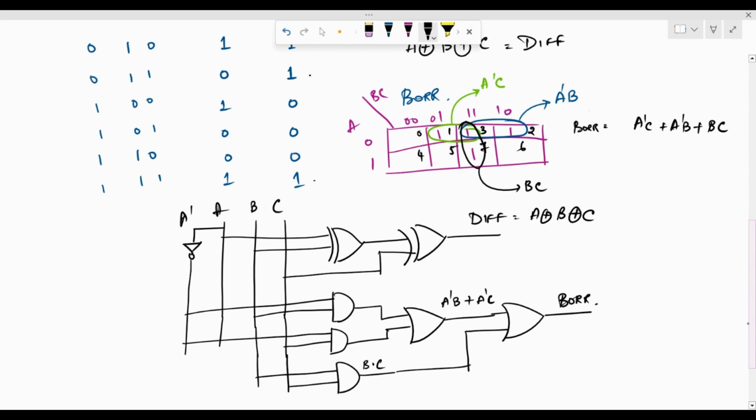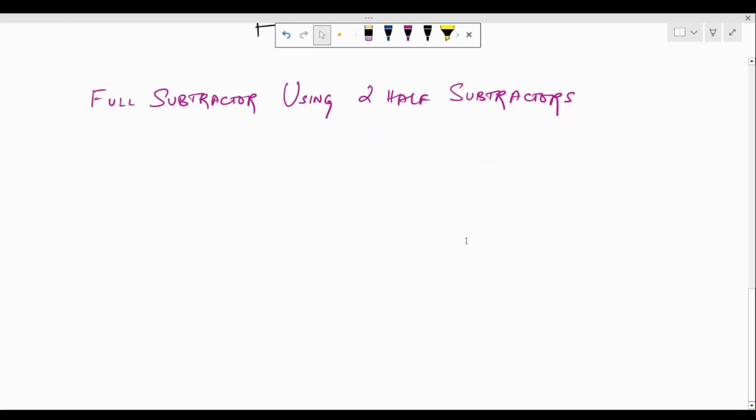Now this is not a full subtractor using two half subtractors yet. This is just with the help of logic gates. If you want to implement this using two half subtractors, you just need to modify the expression for borrow a little bit, and then you can get it. So let's see how we can design a full subtractor using two half subtractors.